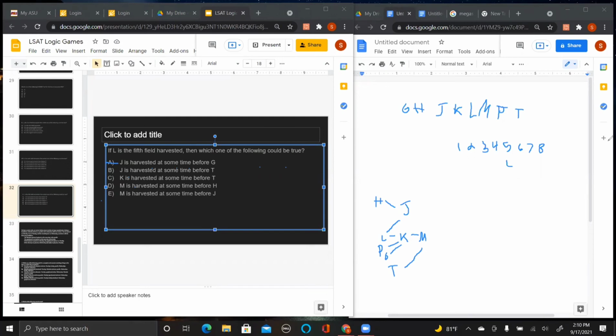Yeah, again, J, K, and M over here at the end cannot be before anything that is not K or M. K is before T. Same thing. It can't be before anything but J and M at this point.